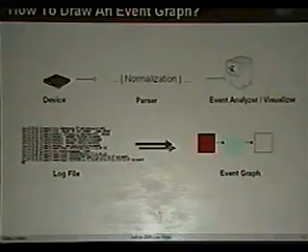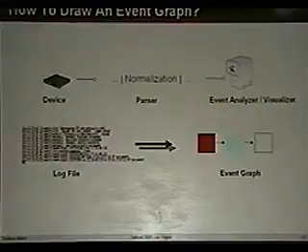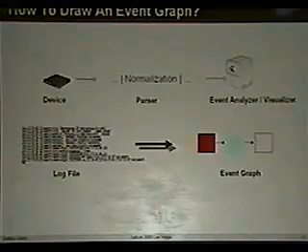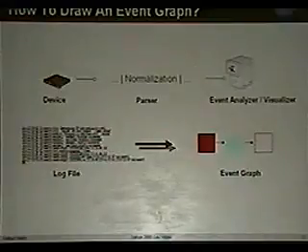How do you generate an event graph? Pretty easy. You have a log file that a device is generating. You take a parser. Why do you take a parser? Well, you need to know where in my log event or in my log file, where's the source IP, where's the destination IP, where's the event name, where's the port.